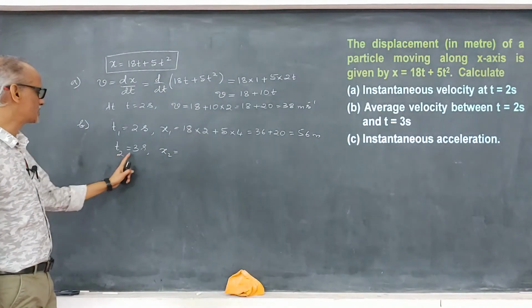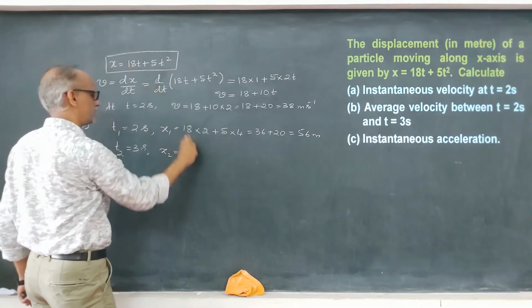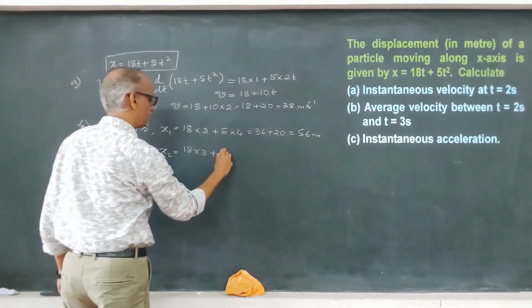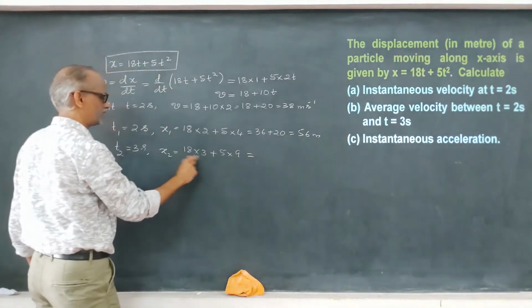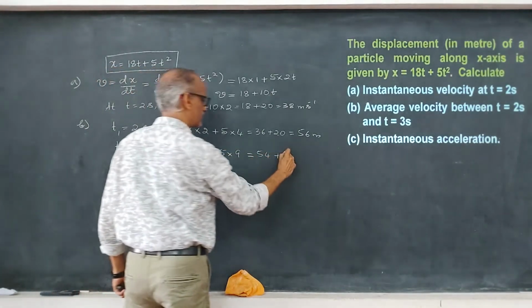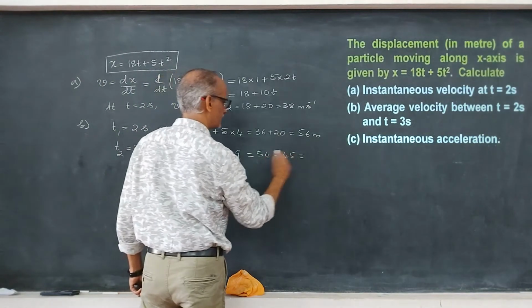Now, when t2 is equal to 3 seconds, we will find x2. That is 18 into 3 plus 5 into 3 square, which is 9. So, 18 3s are 54, correct? Plus 9 5s are 45. Add them: 99 meter.